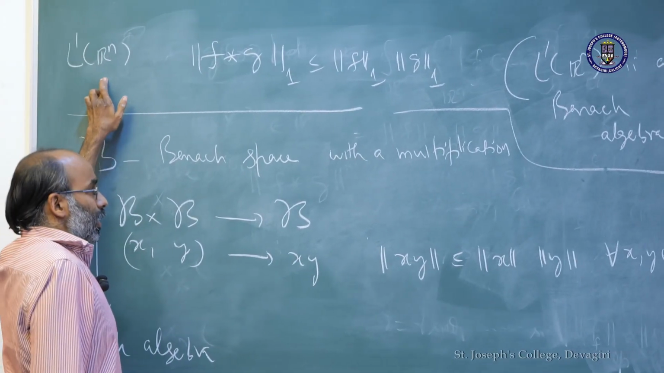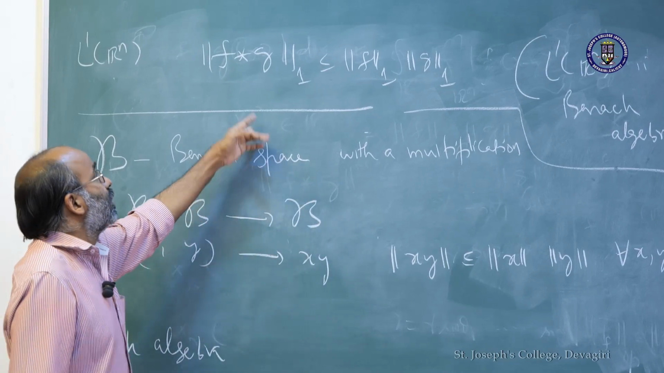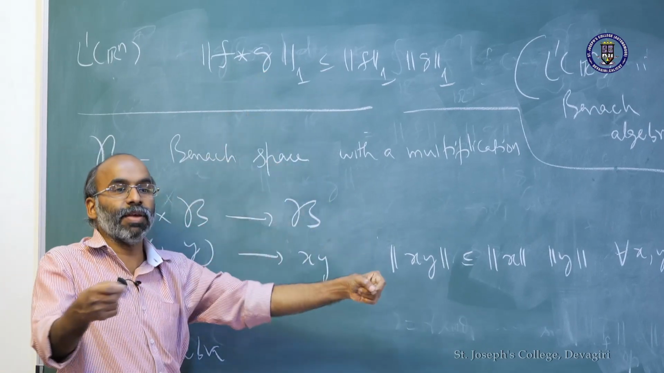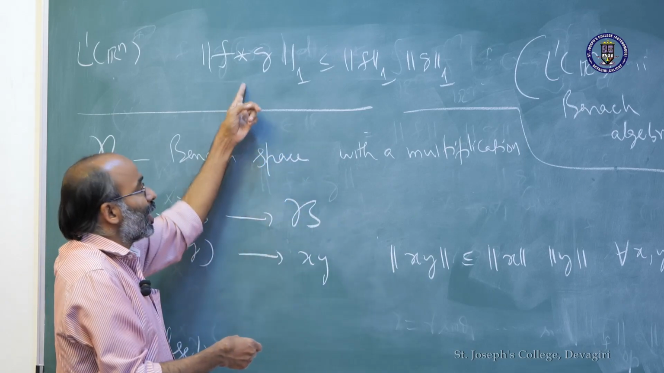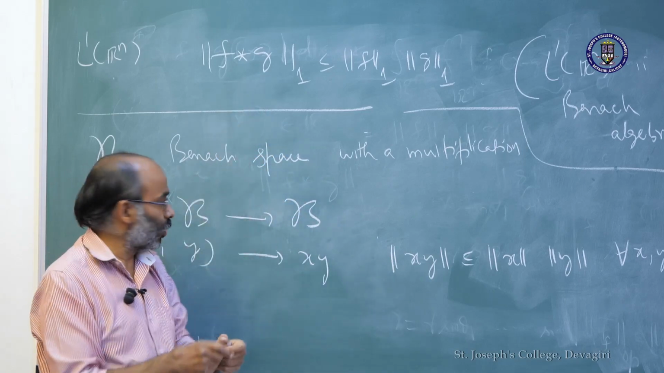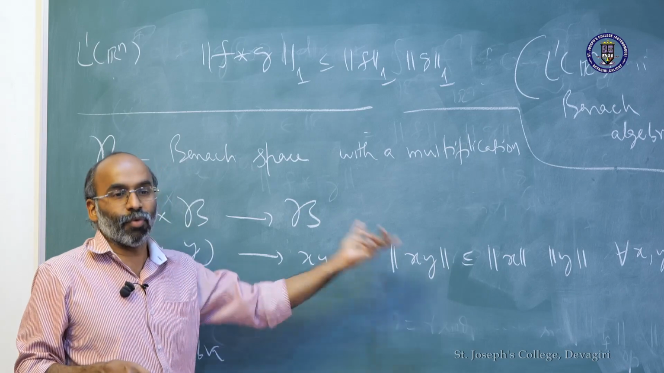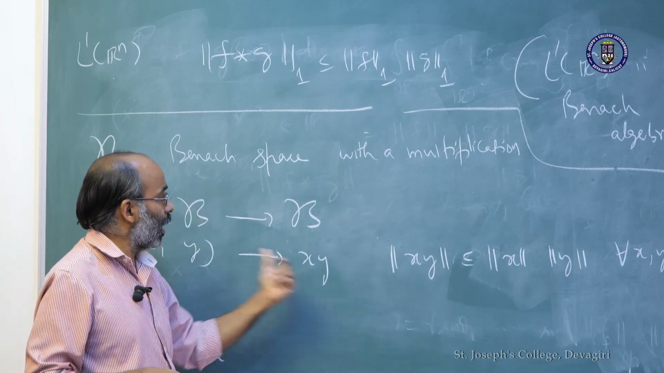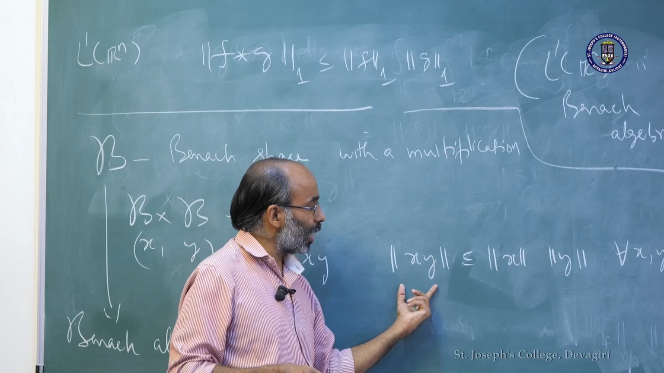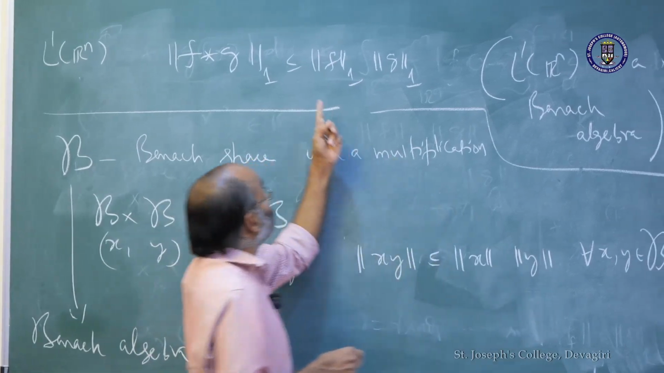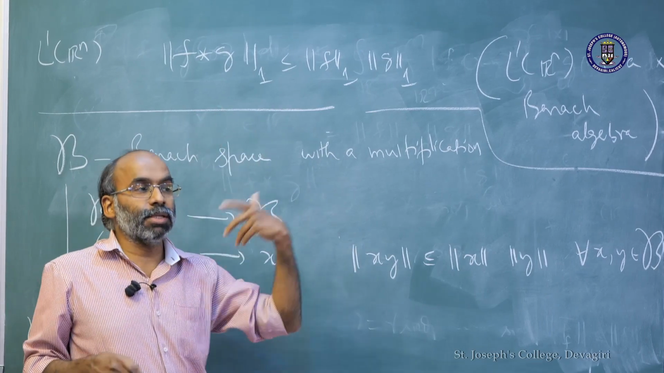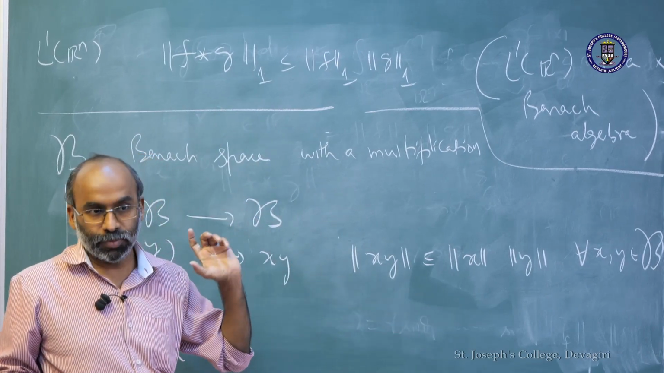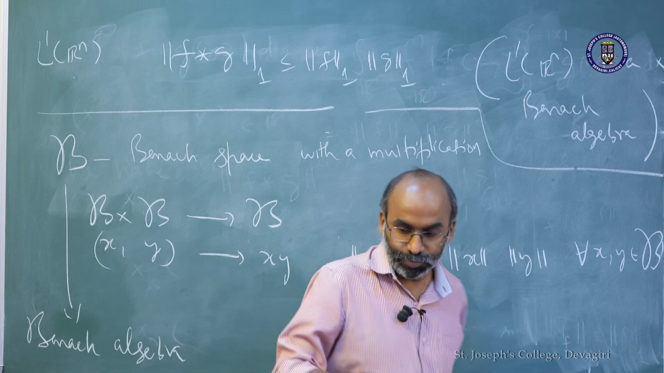L1 is a Banach algebra with convolution as multiplication. I take f and g and multiply them, not pointwise. Multiplication is star, f star g. So (x, y) goes to x star y. That is my multiplication, and here the L1 norm of x star y is less than or equal to the product of the norms. That's precisely the inequality we have. So the convolution makes L1 into a Banach algebra. That is the upshot of all that we said.